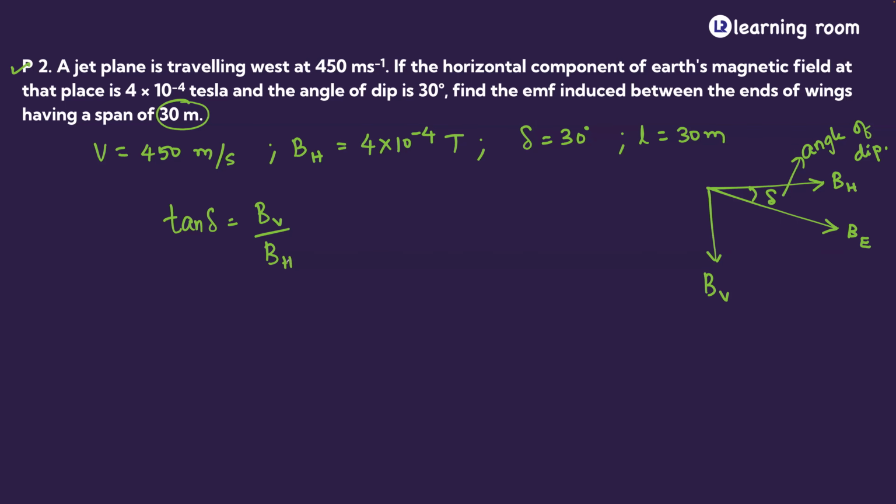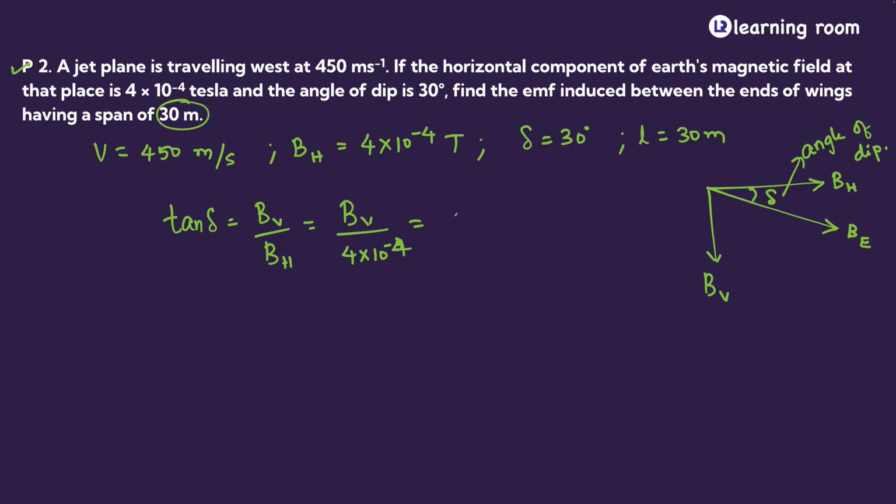The reason is very simple. Both are vectors. With respect to delta, this is the opposite, this is the adjacent. So it is going to be BV divided by BH. What is the value of BV? That is what we need to find. What is the value of BH that they have given already? It is 4 into 10 power minus 4. This value should be equal to tan delta.